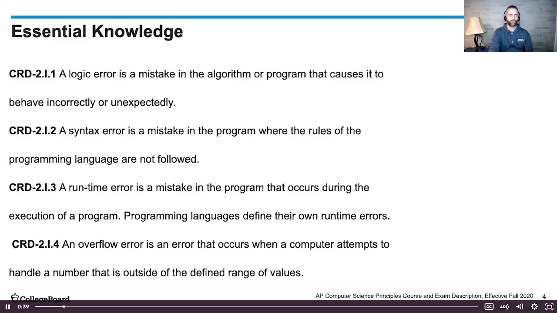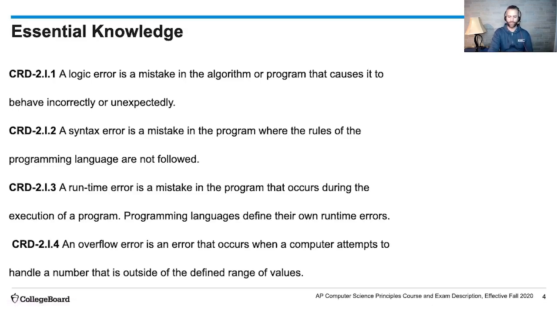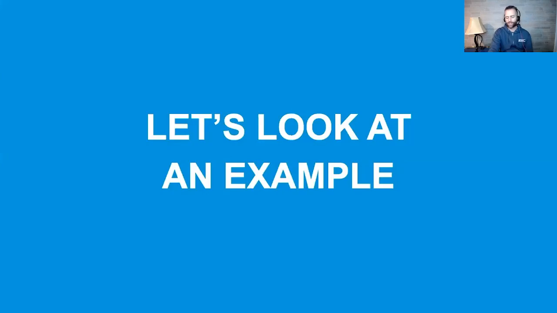So there are basically four types of errors. We're going to talk about how a logic error is a mistake in an algorithm or program that causes it to behave incorrectly or unexpectedly. A syntax error is a mistake in a program where the rules of the programming language are not followed. A runtime error is a mistake in a program that occurs during the execution of a program. Programming languages define their own runtime errors. And then an overflow error is an error that occurs when a computer attempts to handle a number that is outside of the defined range of values. All right, so let's look at some examples.